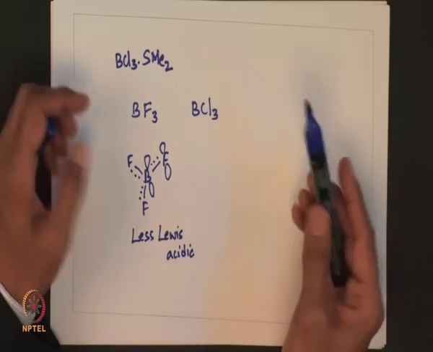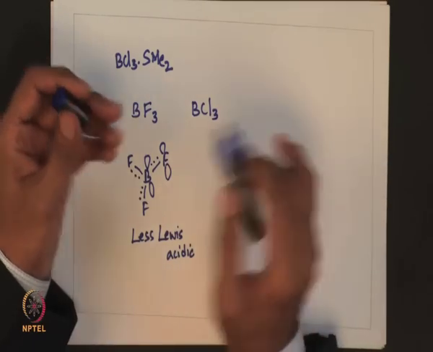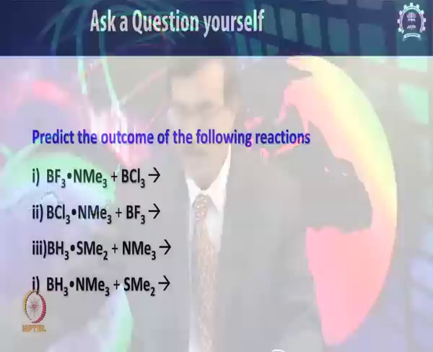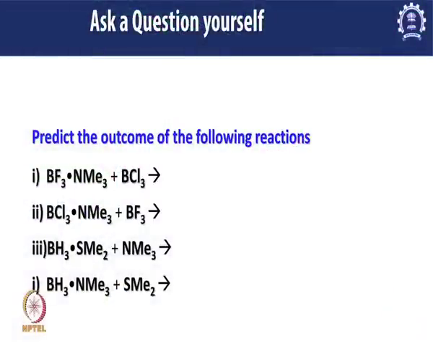In contrast, if you look into boron trichloride, we have to utilize 3p orbitals. Since there is a difference in the size of 2p and 3p, this overlapping is not effective. As a result, there is no effective transfer of p electrons from chlorine to boron. As a result, what happens? Boron remains electron deficient and a strong Lewis acid, and hence it is a stronger Lewis acid compared to BF3. Let us look into another few questions.